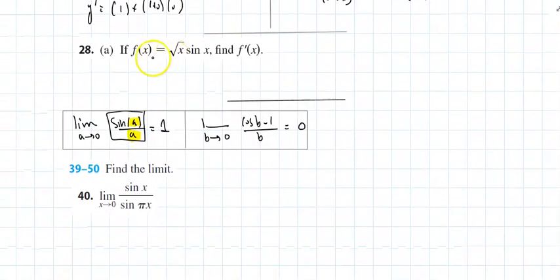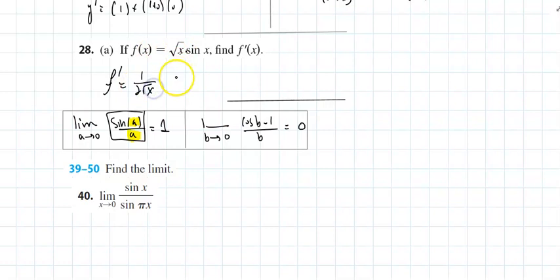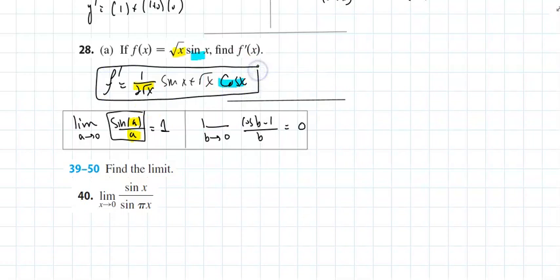Last portion of it, number 40 and on. This one, the same deal. Find the derivative. F prime would be derivative of the first, 1 over twice the square root of x. Remember we said we were going to memorize that. Times the second plus the first times derivative of the second would be the cosine of x. There it is.